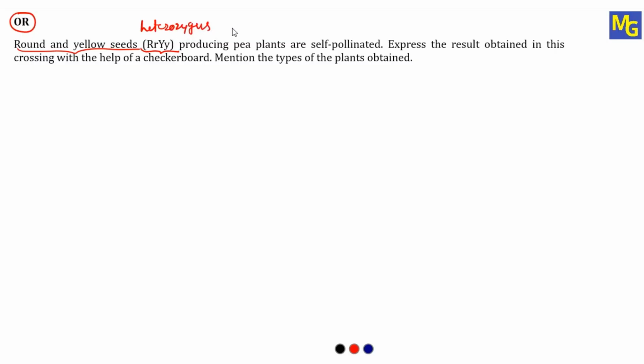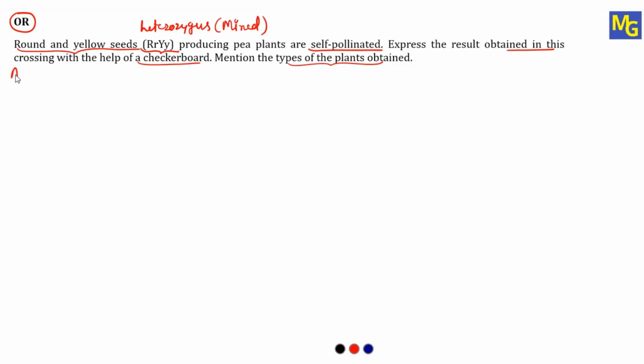Heterozygous. It is not pure, it is mixed. So it is called heterozygous. This plant is self-pollinated, express the results obtained in this crossing with the help of a checkerboard. So we have to use the checkerboard and show the result of this self-pollination. Mention the type of plants we are getting after the pollination. So start writing the answer.